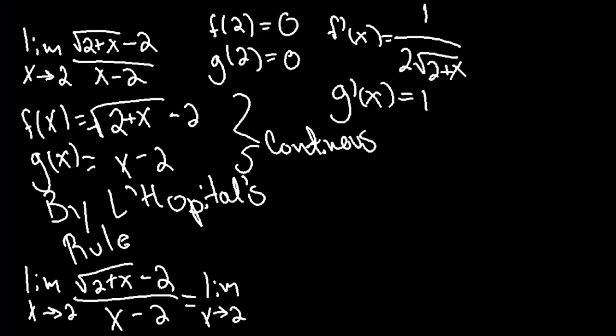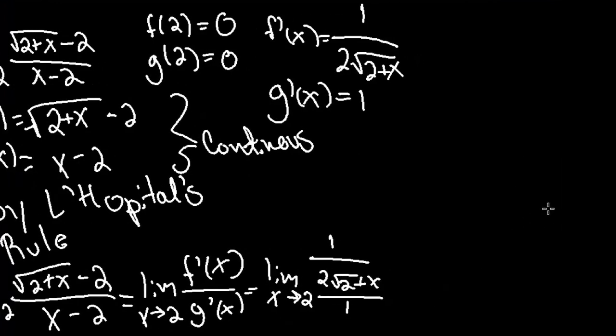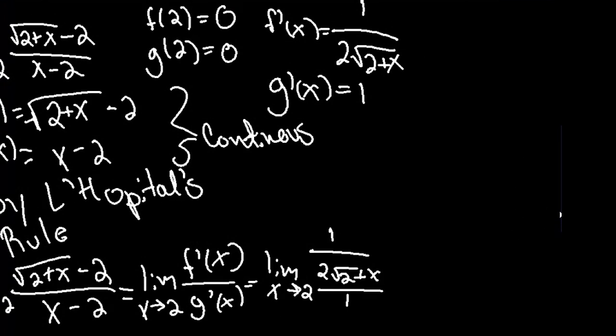So then it's going to be equal to f prime of x over g prime of x, which can be represented as the limit as x approaches 2 of 1 over 2 root 2 plus x, over 1. I'm going to move a bit so we need some more room. Okay, this is good.